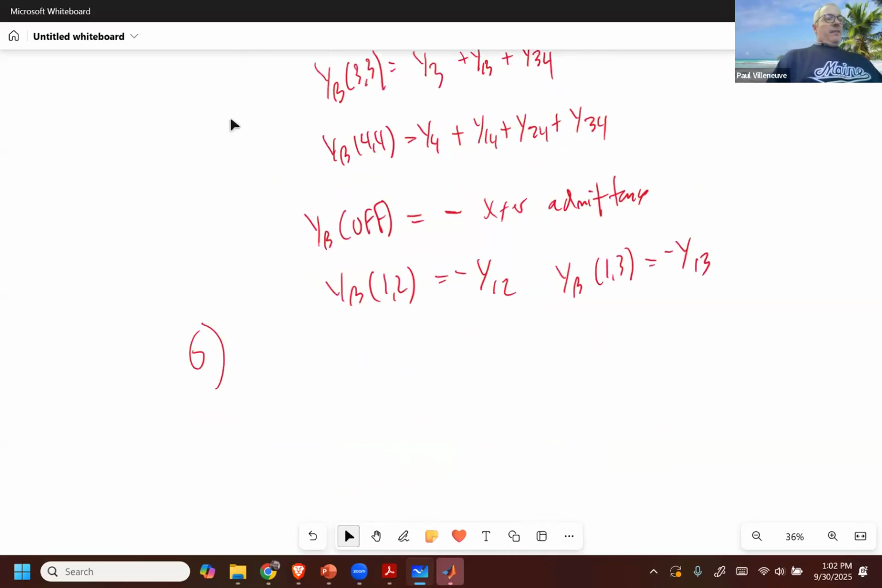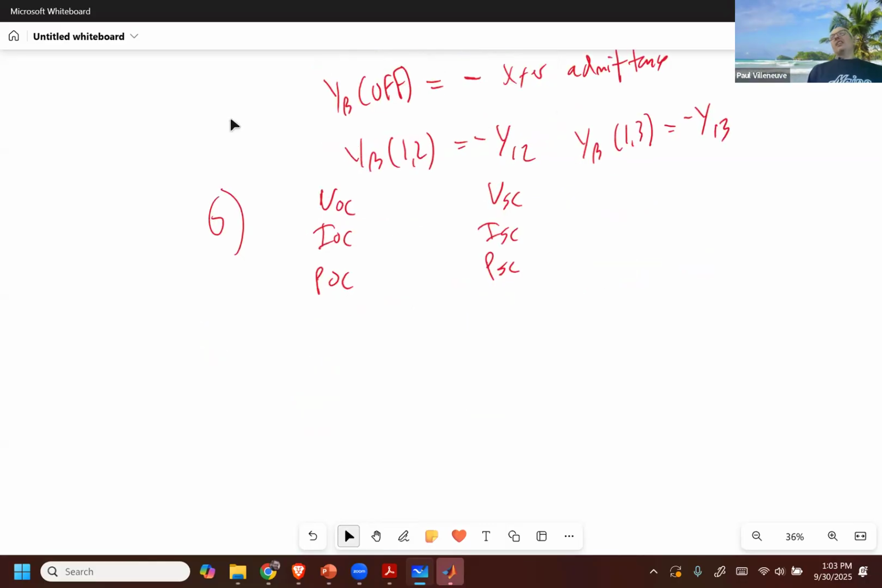Okay. Number 6. We had a bunch of tests. This was a single phase unit. V open circuit, I open circuit, P open circuit, V short circuit, I short circuit, and P short circuit. And I did all these on the high voltage winding. So the open circuit test is going to give us RC and JXM.